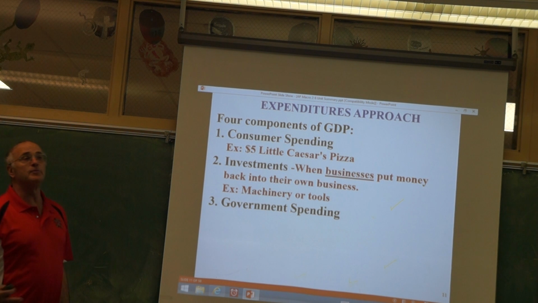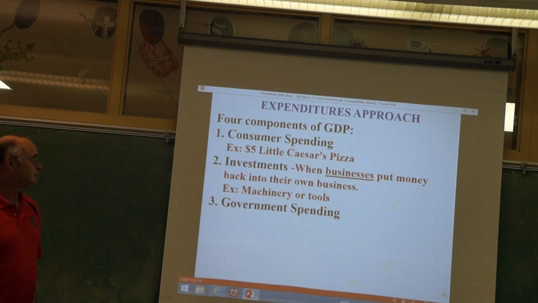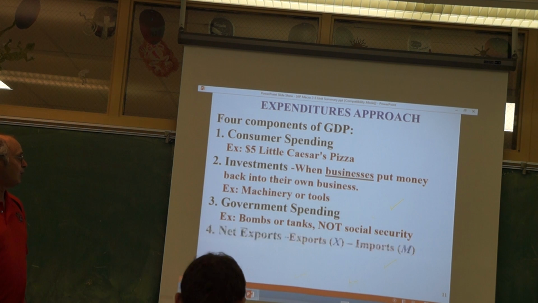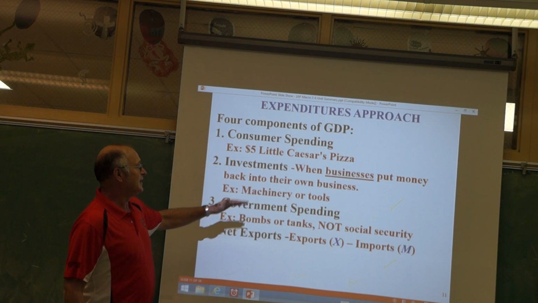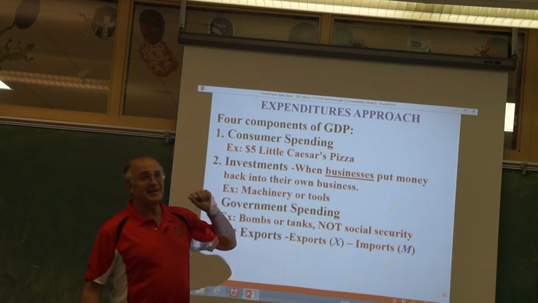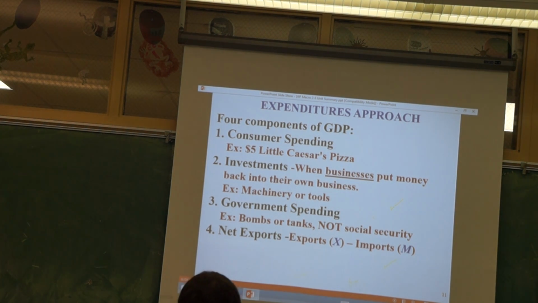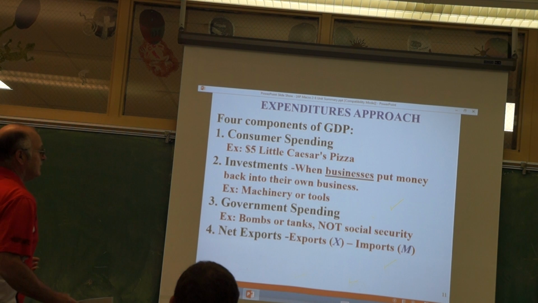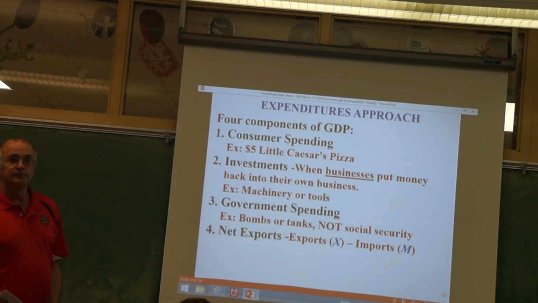The third is government spending. And then the fourth is net exports. Now, in government spending, Social Security is not part of GDP, because we're giving people money, but we're not getting a service or a good back for it. And then net exports is exports minus imports.